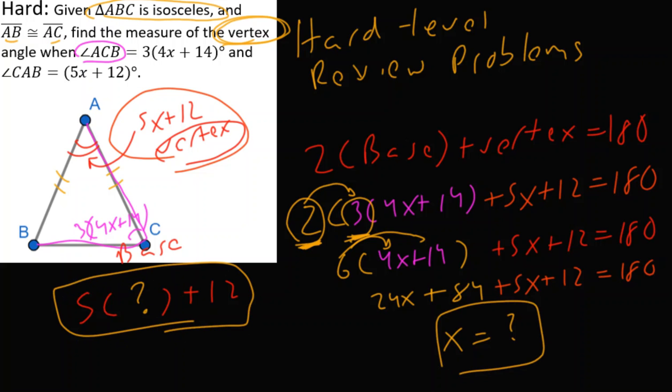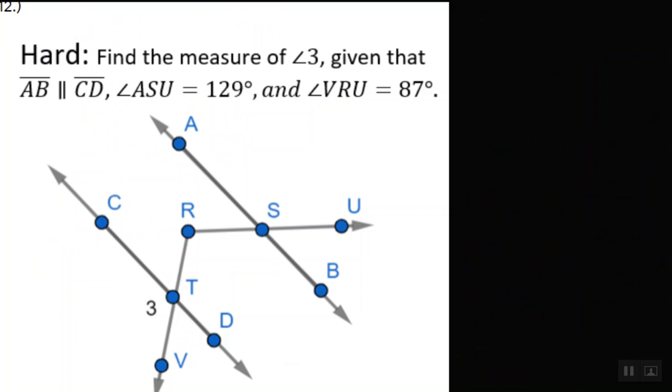Alright, let's move on to problem number 12. Okay, here we have problem number 12. It says find the measure of angle 3. Notice that angle 3 is right there. And we're given that AB is parallel to CD. So we can put some little arrows right there. And angle ASU is 129 degrees. So I go over here to ASU and I write 129. Now from there, we also are given that VRU, let me use purple here, VRU is equal to 87. And when I look, I see that VRU is this interior angle right here of 87.